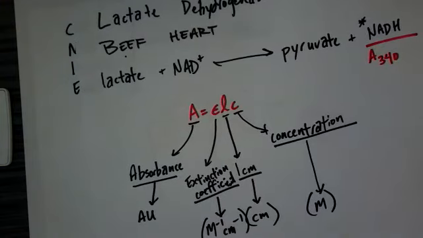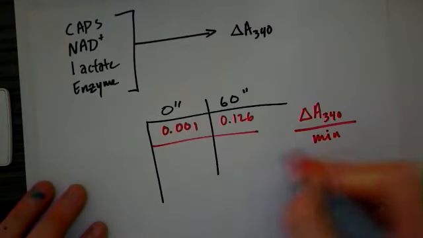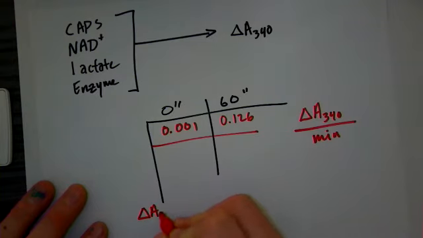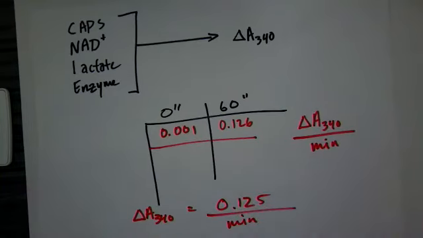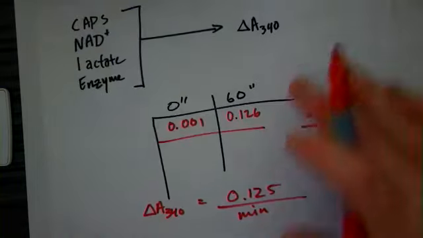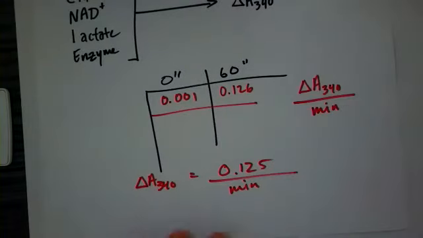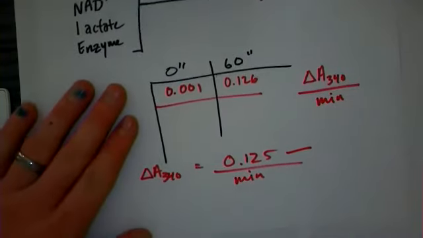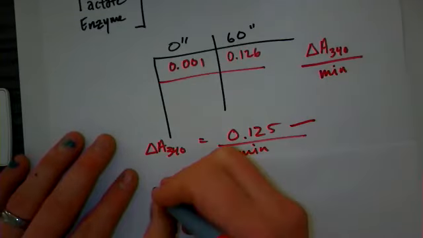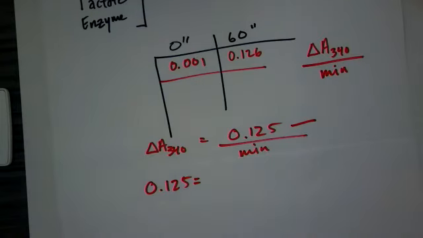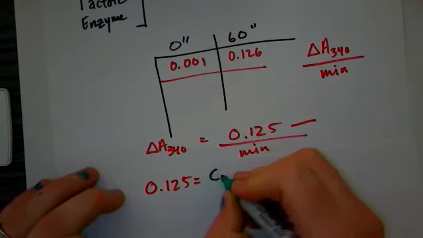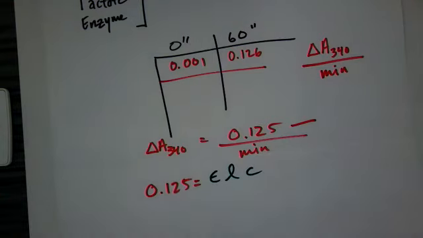With the Lambert-Beer law, with Beer's law, we can take this delta A340, and that gets us 0.125 divided by 1 minute. Now, if we have an absorbance, we can set that equal to 0.125 equal to ELC. Would everyone agree with that?